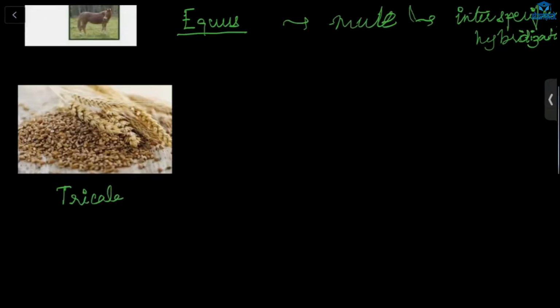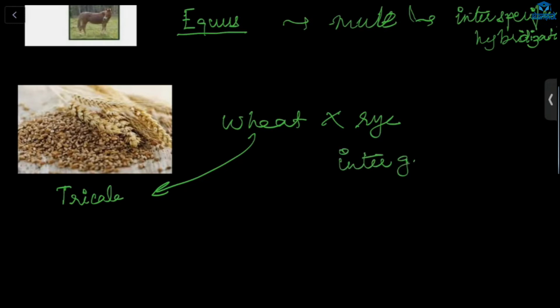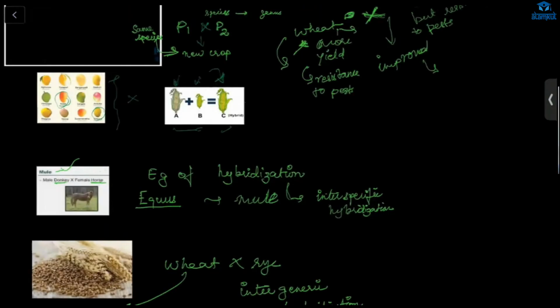Here, what is this? This is triticale. The cross between wheat and rye gives this crop. That is triticale, and this is intergeneric hybridization. Okay, understood? Yes, ma'am.